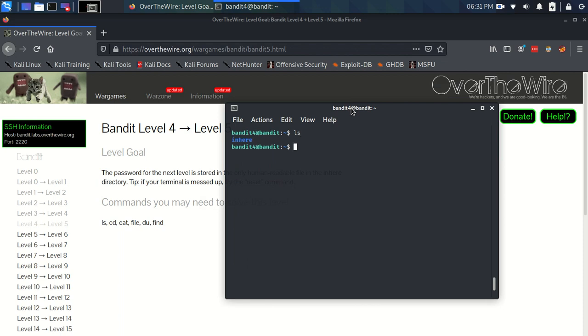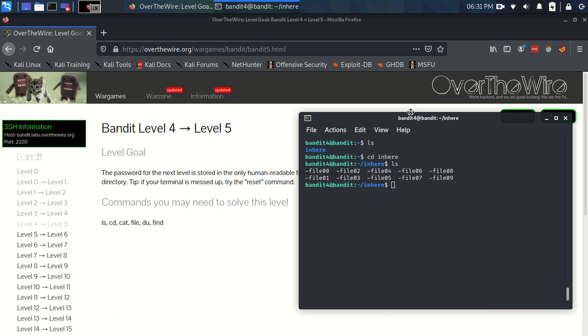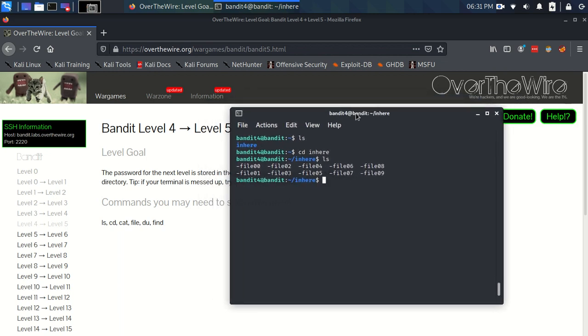So if we ls and cd into inhere, now we're in the directory, we do ls and we see that there are several files in here. So now we can talk about this human readable thing. If we look at the file type of file 00, and we have to do our little trick, if you remember, with the dot and the dash, so that it interprets the dash correctly, you can see that we have data.